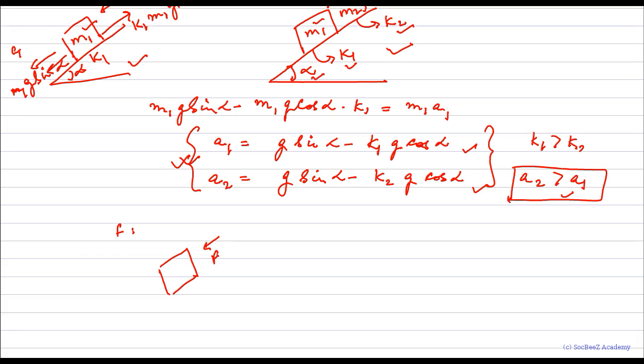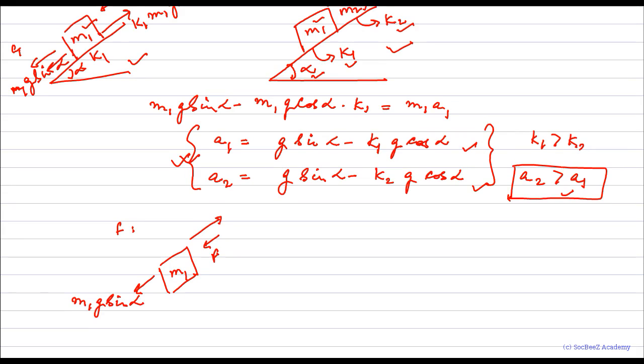Fine. And there is going to be a component of its weight acting down the incline, which is nothing else but m1 into g into sine of alpha, and there is going to be a frictional force which is going to act up the incline because the two bodies are going to move downwards, and that frictional force is going to be given by k1 into m1 into g cos of alpha. Okay, fine.